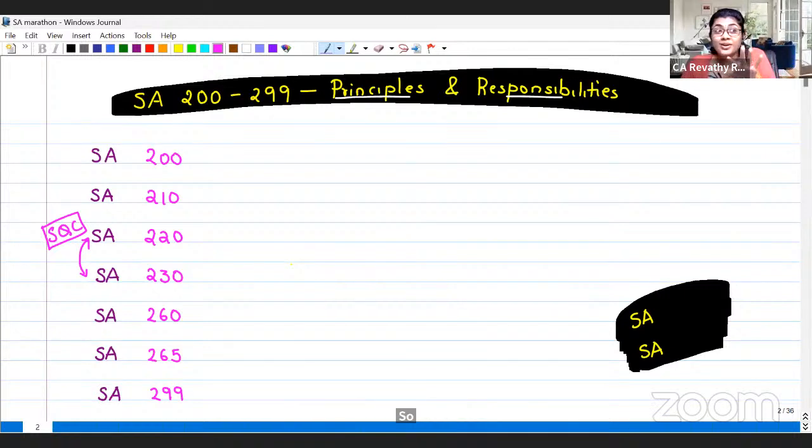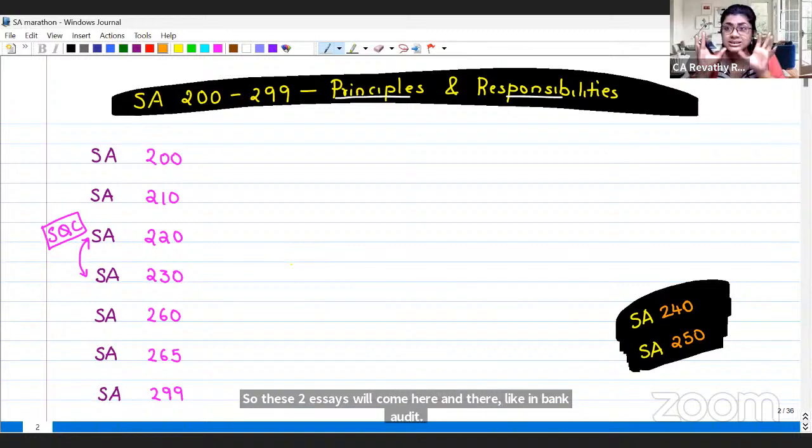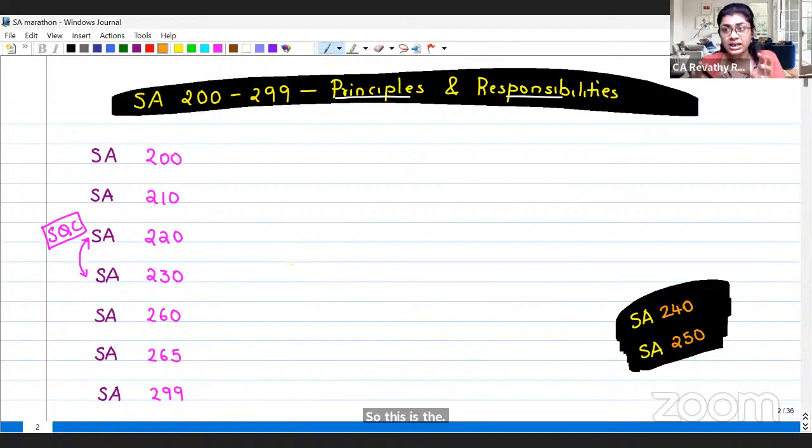Now, two standards. Do you need to know them in detail? No. Do you need to know them? Yes. Any guess? One is SA 240, which is fraud. And SA 250 is considerations of laws and regulations. These two standards will come here and there, like in the bank audit chapter. These are the standards you have to study in the 200 series, which are spread across various chapters in the ICAI material.